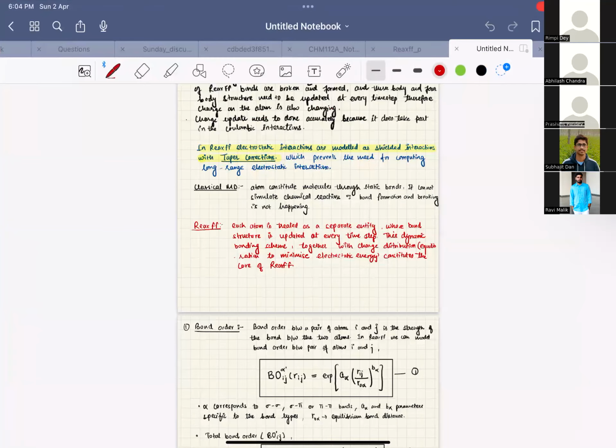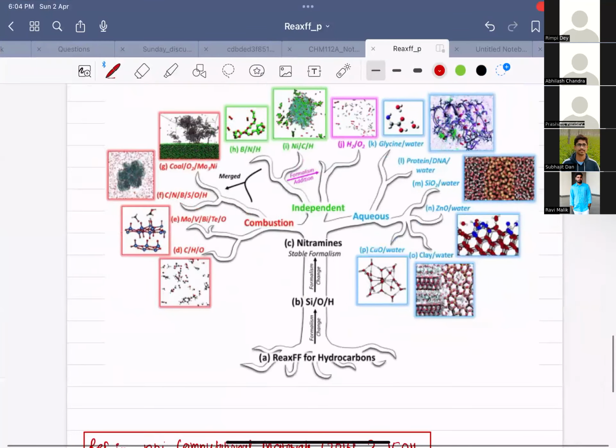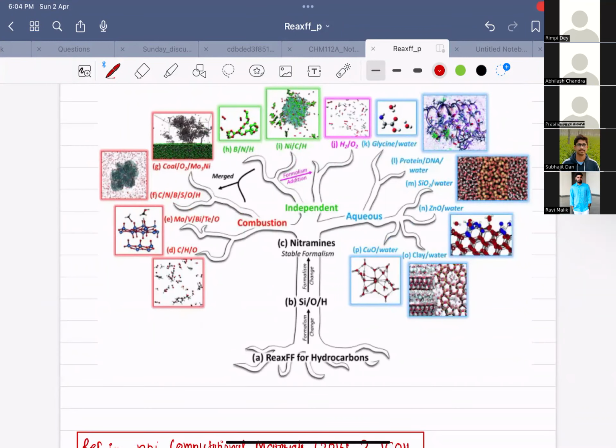Now this reactive force field started developing from the hydrocarbons. Then it was developed for silicon, oxygen and hydrogen. After that it was developed for the nitramines. And now it can be applied to most parts of your systems, like aqua systems, and specifically it is used for metallic systems and all. For the aqua system it's still in progress, because for water it was easy to define all the parameters, but for other systems it required more parameters. So it's still in progress.